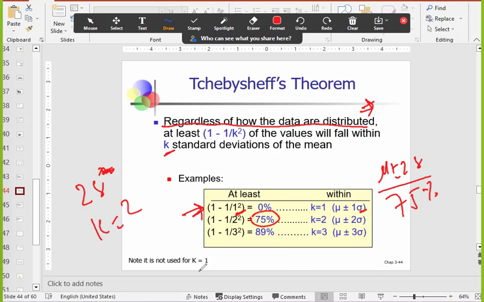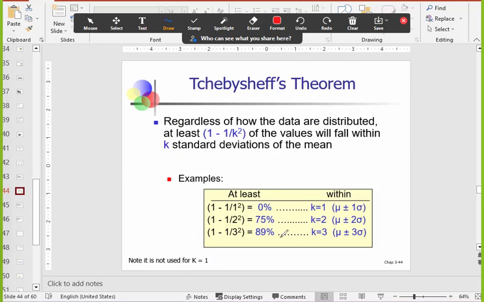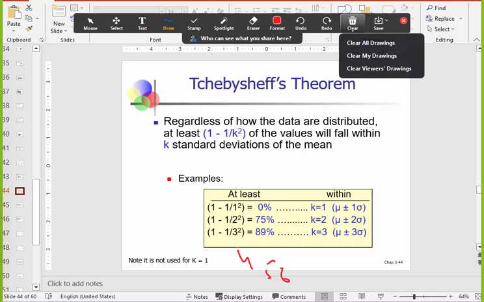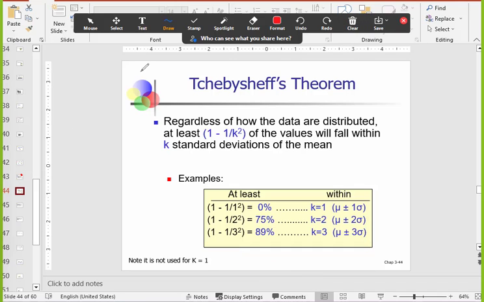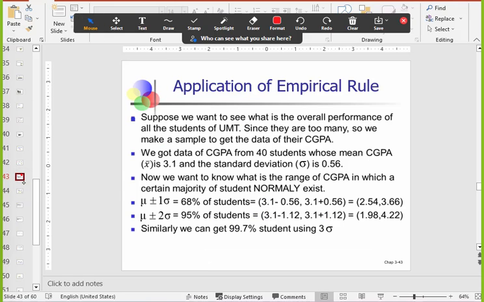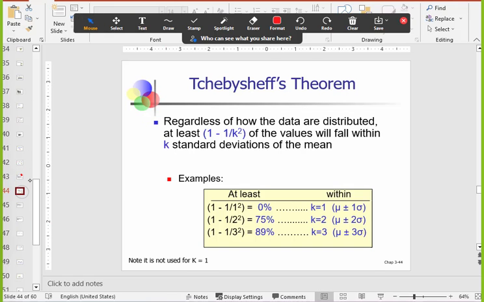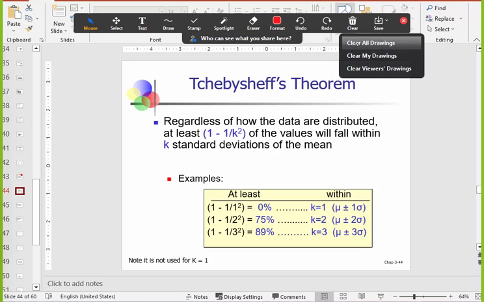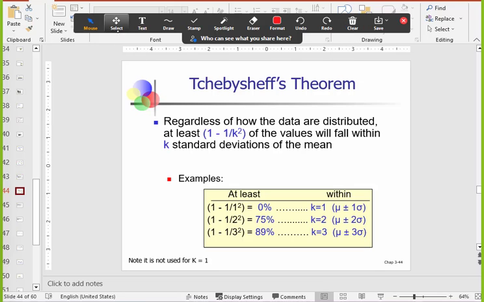So it has this limitation that it will not be used for one standard deviation. Another advantage of this method is that you can calculate for 4, 5, 6 and so on, because in the empirical theorem I didn't talk about above 3. In the books you will find more than 3, but the problem with the empirical theorem is that it does not talk about in-between numbers.